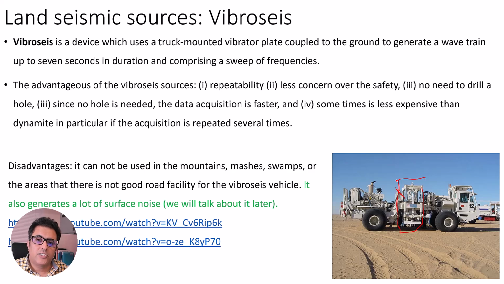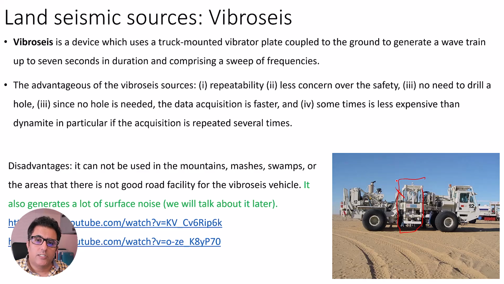There are several advantages of using Vibroseis. First, it is repeatable, so for the same data acquisition parameters, we can produce one shot record over and over, and then we have several shot records with different noise components but the same signal components. By stacking those records, we can improve the signal to noise ratio. Also, there may be less concern about safety, so we may use it in residential areas, and we don't need to drill a well for Vibroseis, so it may result in faster data acquisition.